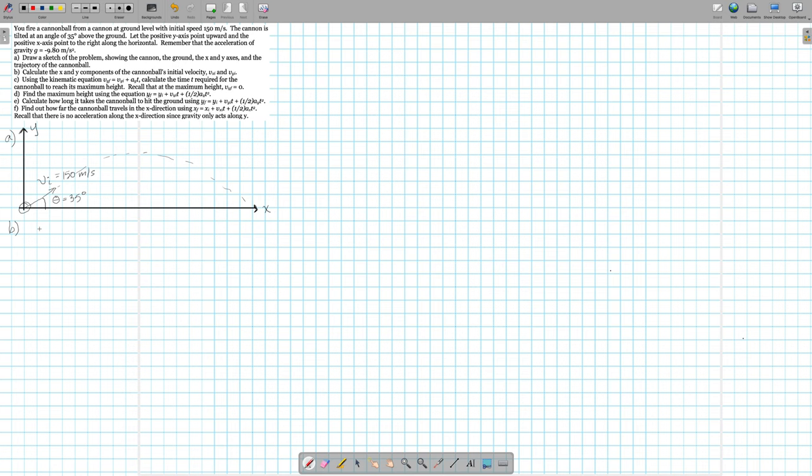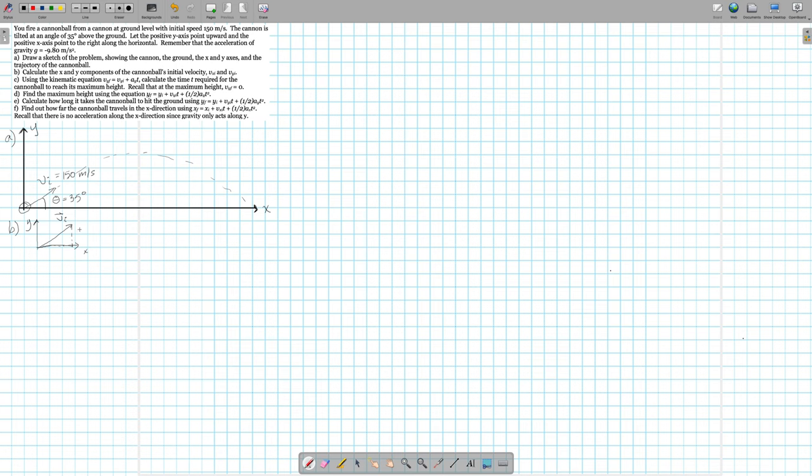I apologize for my poor handwriting with this electronic pen. Question B, calculate the x and y components of the cannonball's initial velocity, v x initial and v y initial. So velocity is a vector, and we can resolve that vector into x components and y components. So here's our initial velocity vector. I'll draw a little vector sign on top, and we can find the components that line up with the y and x axes. So here's the y component, and here's the x component.